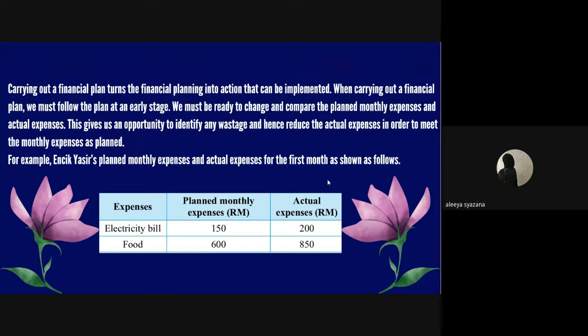When carrying out a financial plan, we have to prioritize payment for fixed expenses. For example, housing loan installment, credit card payment and car installment.